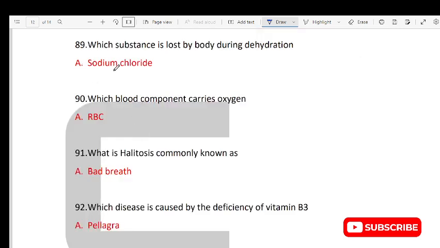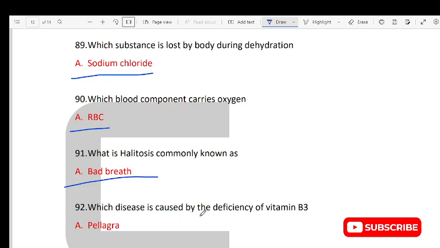Question number 89. Which substance is lost by body during dehydration? Answer: sodium chloride. 90. Which blood component carries oxygen? Answer: RBC. Question number 91. What is halitosis commonly known as? Answer: bad breath.